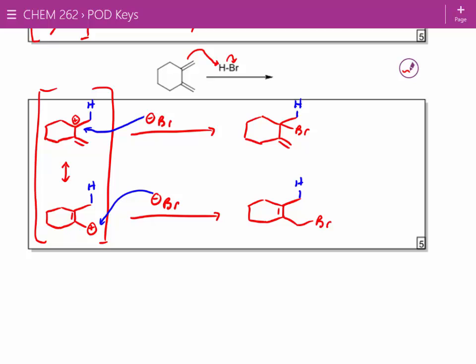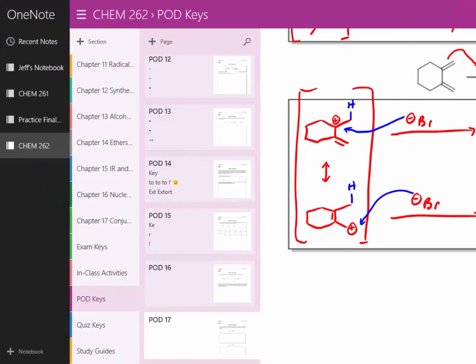Does anybody remember, though, what technique we use to control kinetics versus thermodynamics? Temperature, right? So if we want to get to the more stable product, do we need high or low? Anybody remember? High, right? What if we want to get to the kinetic product? Low temperature. So we can actually control this reaction a little bit more. All right, so let's jump back to our lecture notes and.